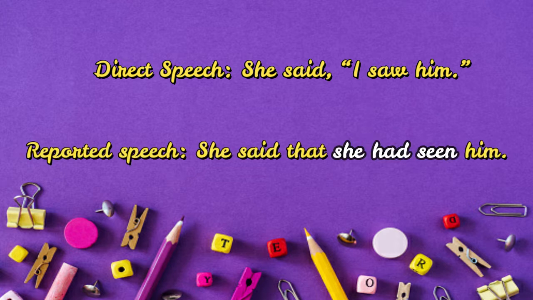Again, in the sentence, she said, "I saw him," remove the quotation marks, change saw into had seen, and change I into she. So, the outcome is, she said that she had seen him. I repeat, she said that she had seen him.